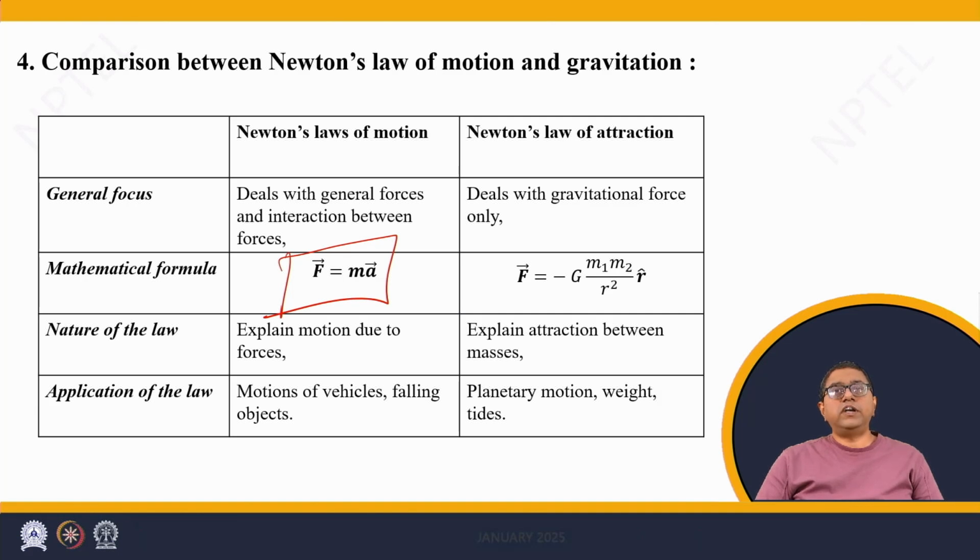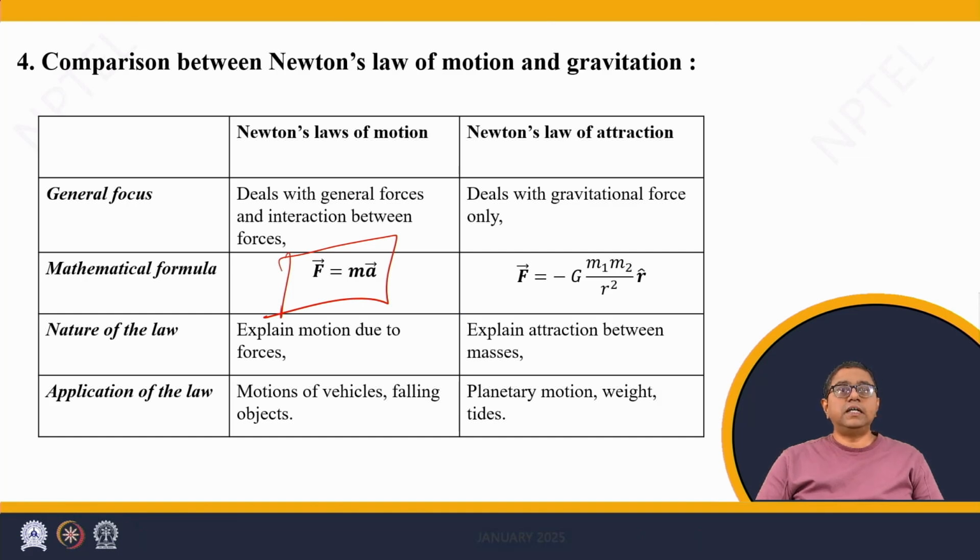The Newton's law of attraction is restricted to gravitational interactions only, where F vector equals minus G m1 m2 by r square directed along r vector. For Newton's laws of motion, the direction of the force and attraction is obtained from the vector sum of all applied forces.